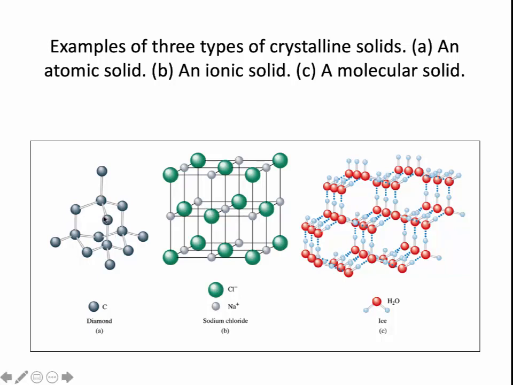The one I want to draw your attention to for a little bit over here is diamond. Now, diamond is unusual in that it is a covalent crystal. Basically, you can think of it as one large molecule. All the atoms of carbon are linked to four other atoms of carbon in the overall structure.